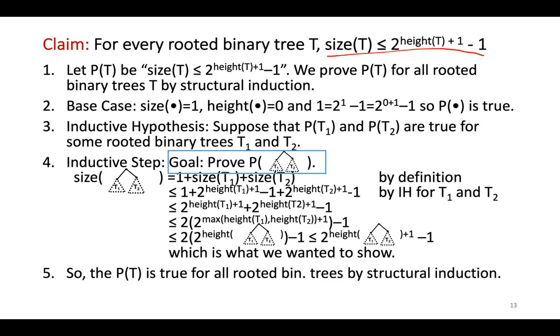The base case is about the root node. Size will be 1 and height is 0. So we can substitute them in the inequality. The size of t will be 1 simply, and this part is 1 again. So they are equal. That's why P of that is true.